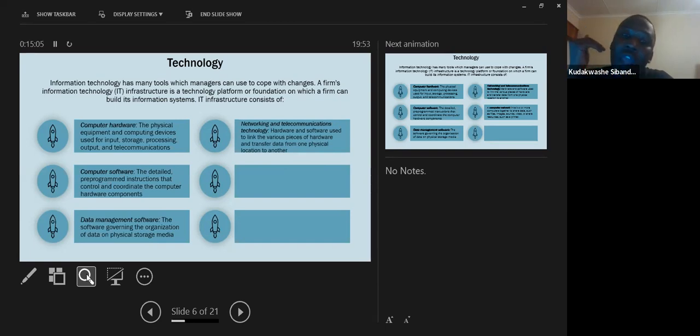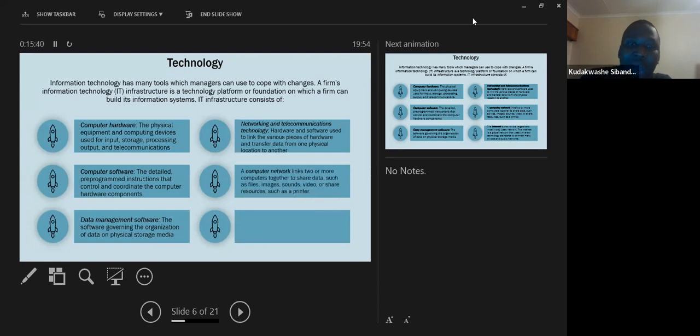So these are a combination of hardware and software used to link various pieces of hardware and transfer data from one physical location to another. So what they're just saying is, for example, you have a company that has different offices, and you need to communicate, right? Maybe you want the computers to communicate and to share data. That's where networking and telecommunication technology comes into play.